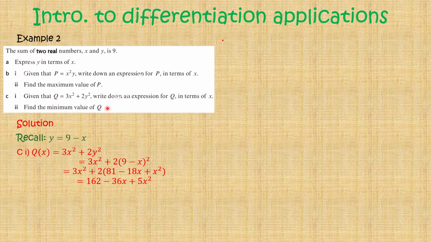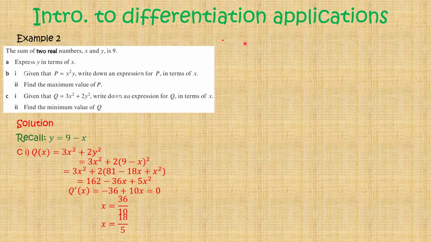Now, we move on to determine the minimum value of q. So in order for us to do that, we are going to find the first derivative of q with respect to x, so that we get minus 36 plus 10x is equal to 0. Because we are trying to find the stationary point, we equate the first derivative to 0. Afterwards, we solve for x so that we have x is equal to 36 over 10, and simplifying that further, we get x is equal to 18 over 5.